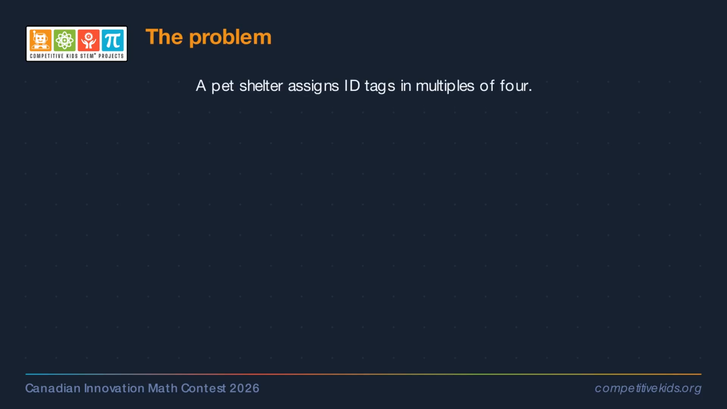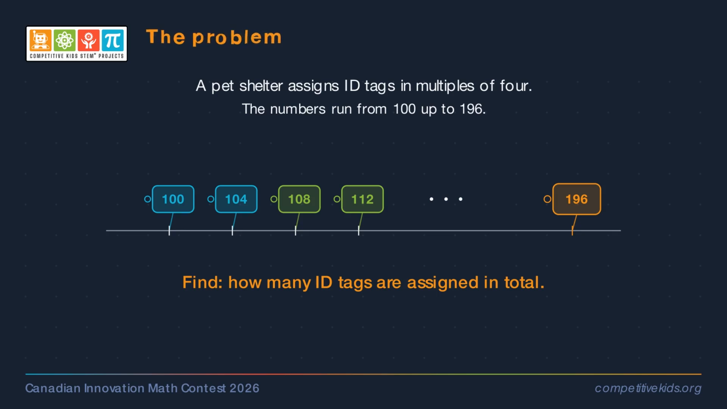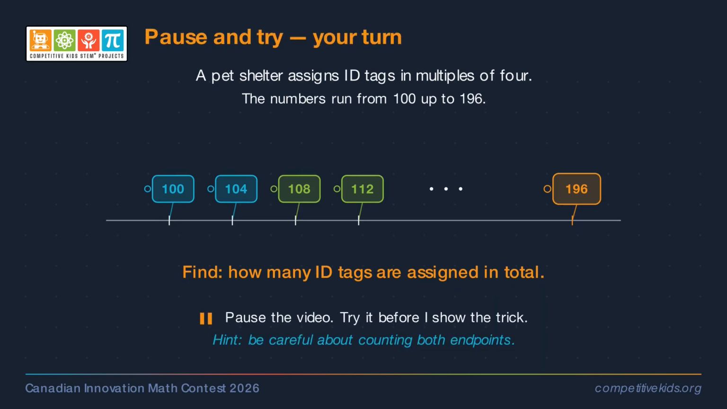A pet shelter assigns ID tags in multiples of 4. The numbers run from 100 up to 196. How many ID tags does the shelter give out in total? Pause the video. Try it before I show the trick. Here is a hint. Be careful about counting both endpoints.